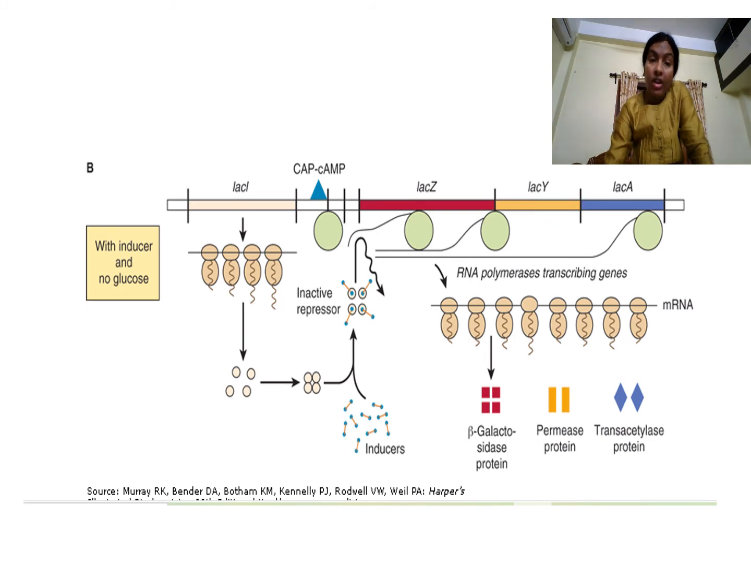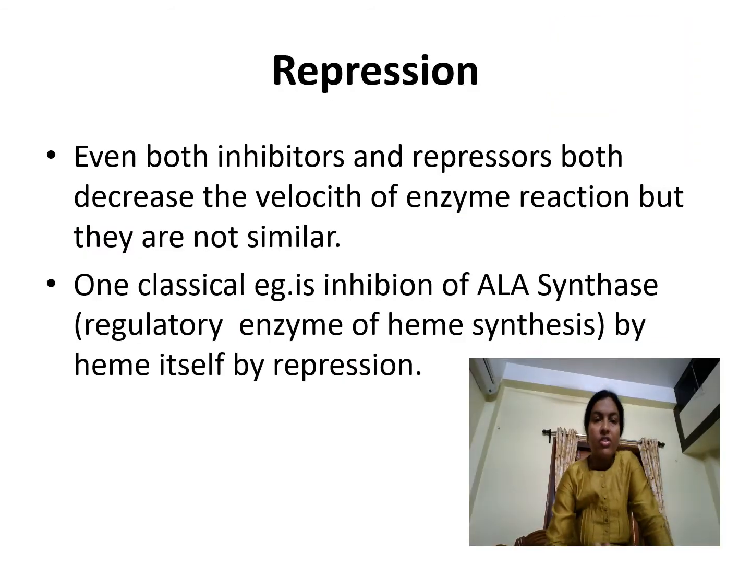But when the media contains lactose, this lactose molecule inhibits the repressor subunit. So the repressor cannot form the tetrameric subunit, and it cannot block the operator site. So the operator site is free now. Now the promoter site can be occupied by the RNA polymerase, and the RNA polymerase can easily transcribe the genes for RNA synthesis. Clear?